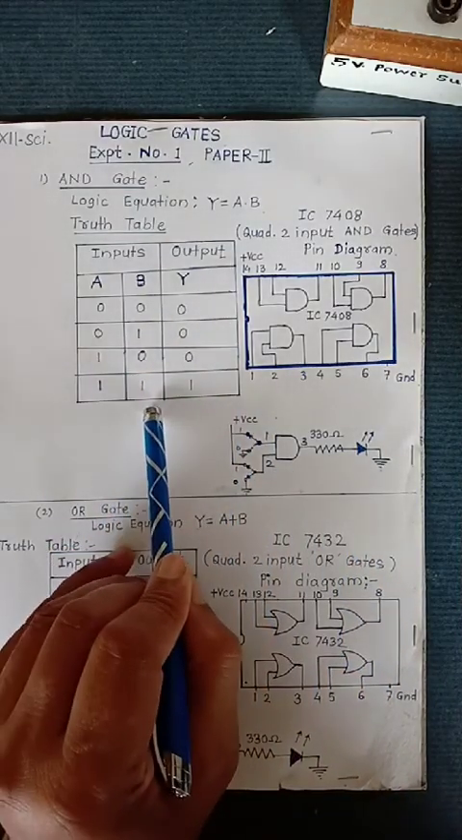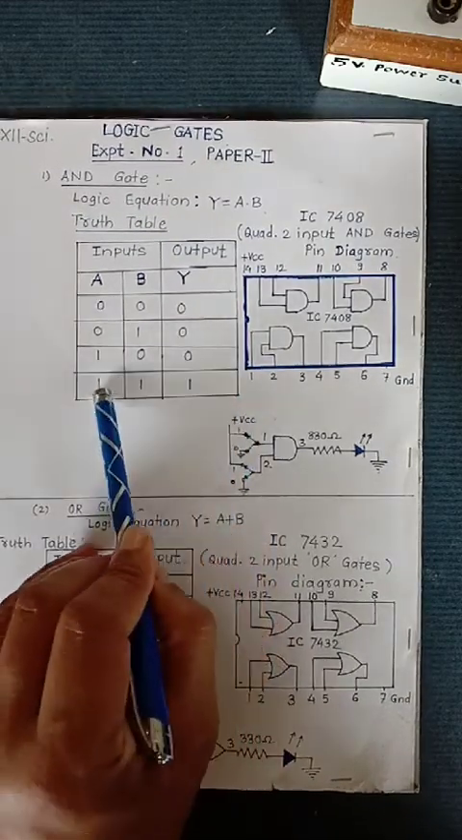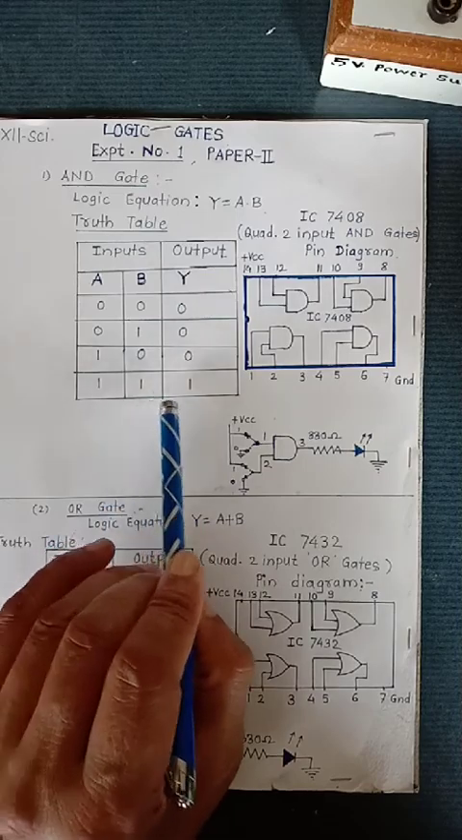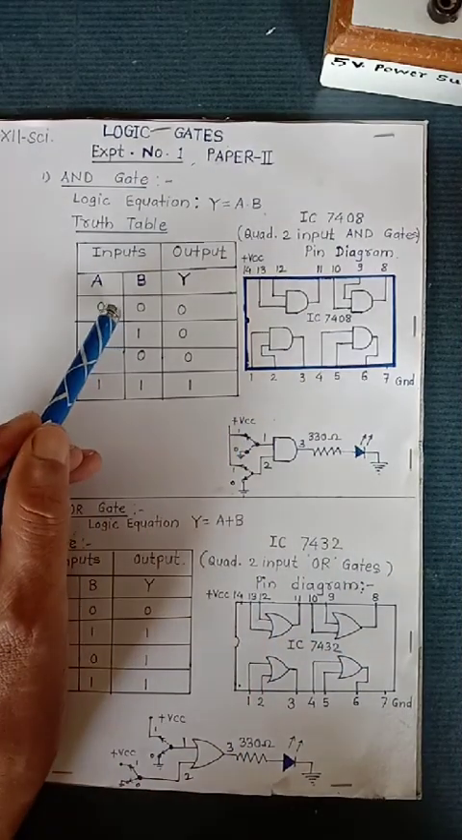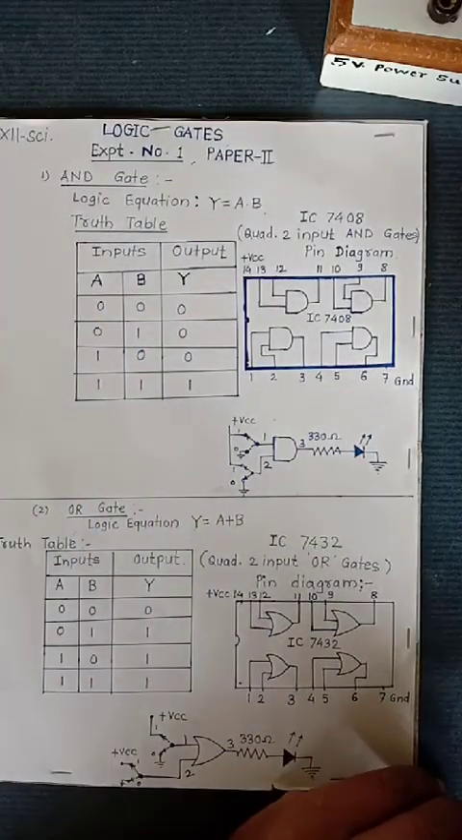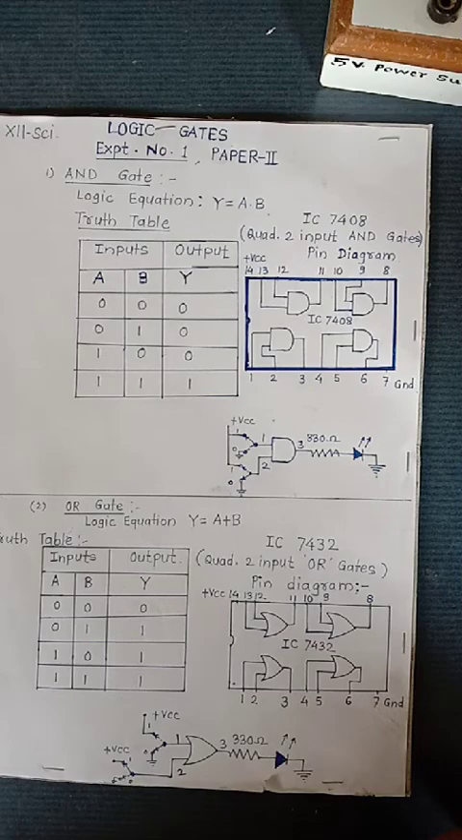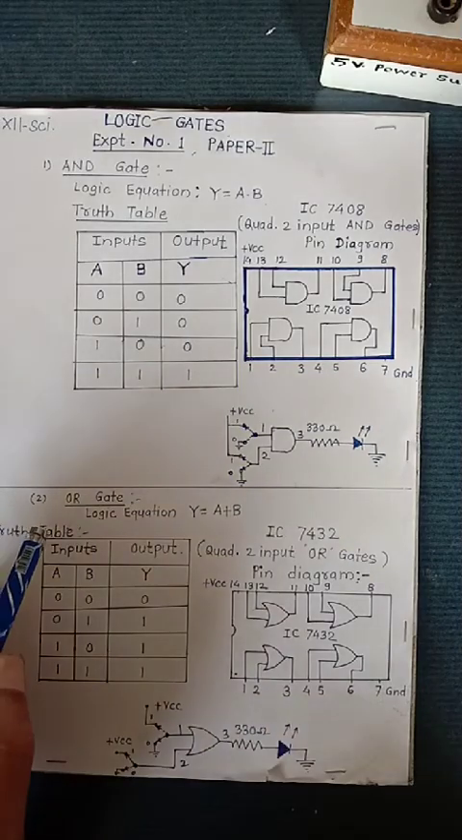And for the 1 1 condition, that is when both inputs are high, then output is high because 1 into 1 is 1. In this way we have verified the truth table of the AND gate using IC 7408. Now today we are going to start or verify the OR gate.